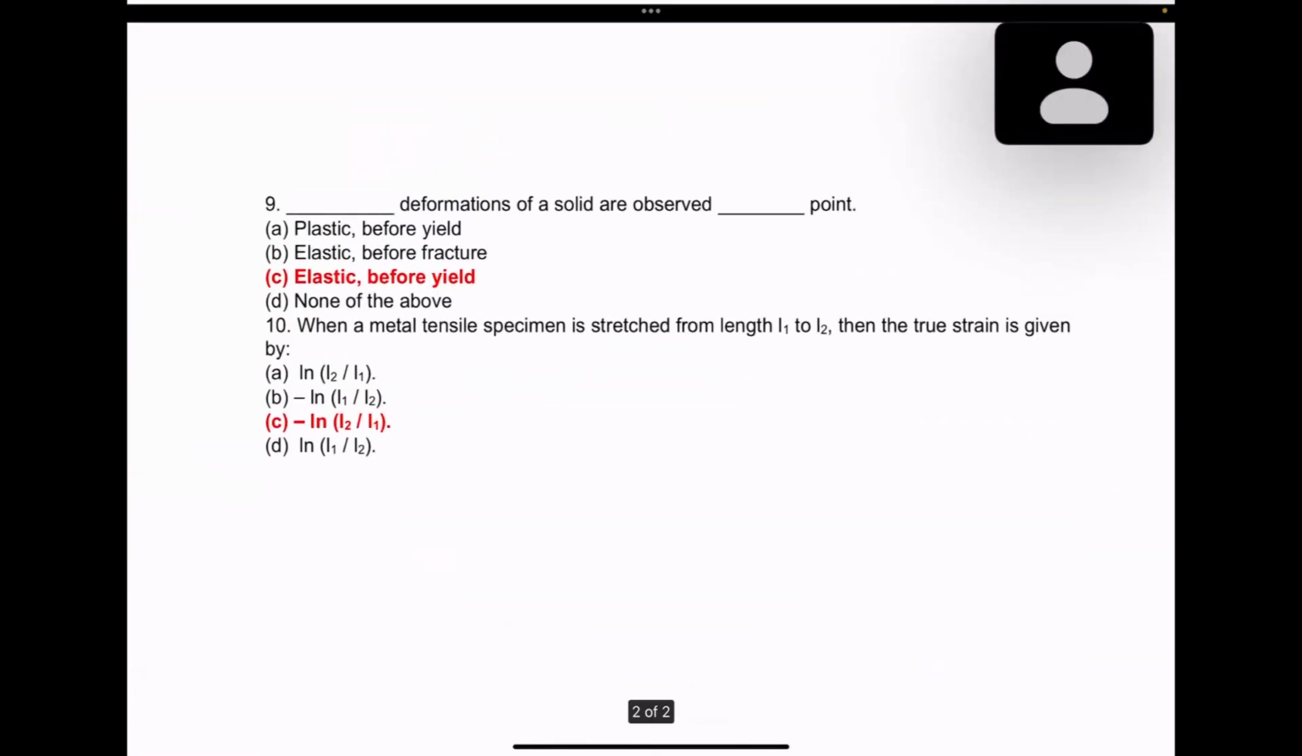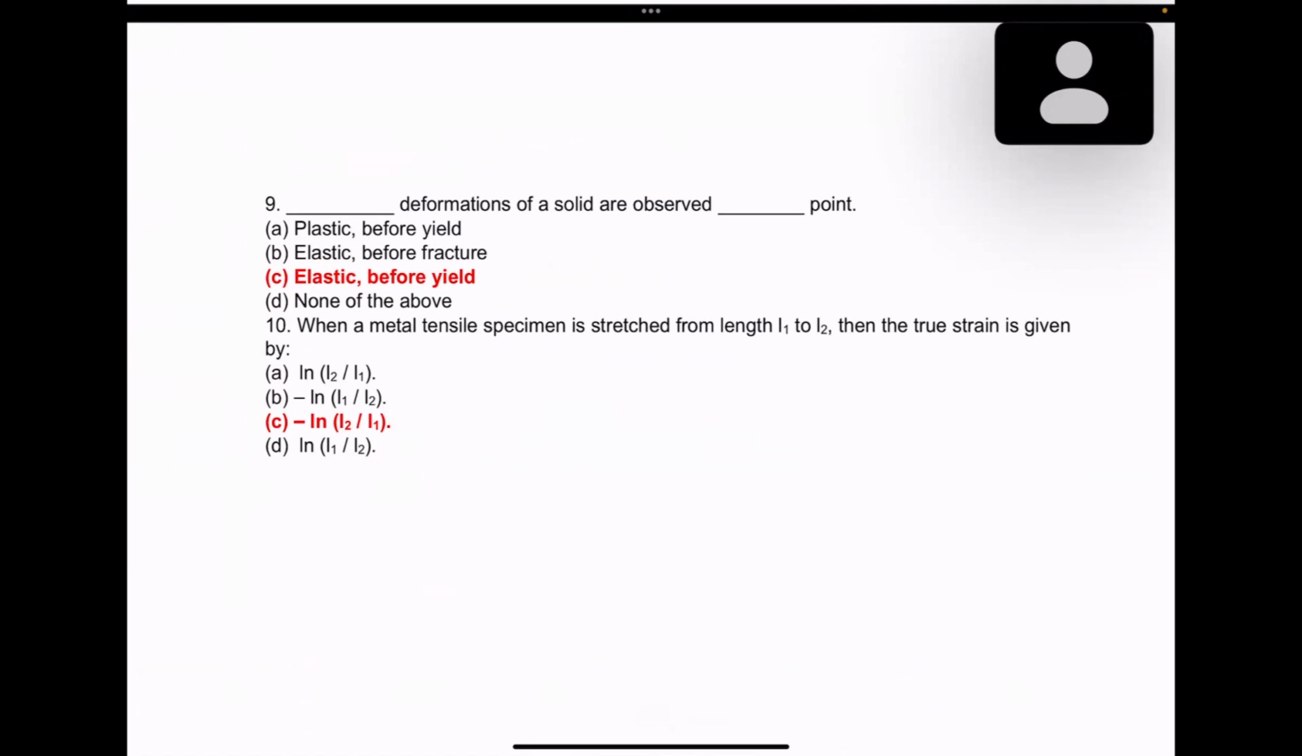The second and last question was: deformations of a solid are observed at what point? So there are two basic partitions of any stress strain curve, that after the elastic point, the plastic deformation begins.